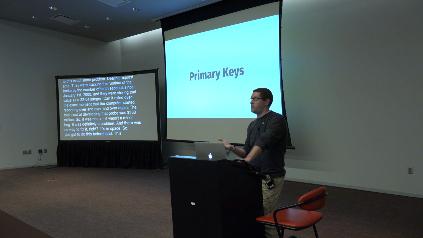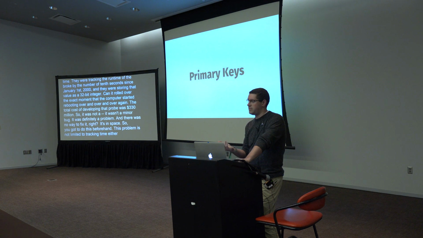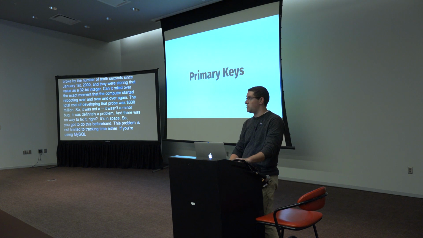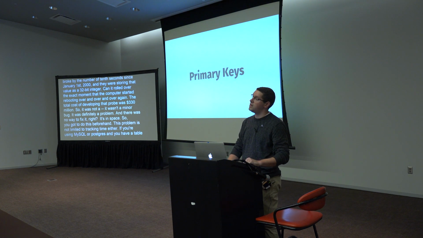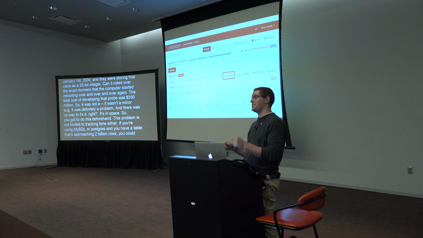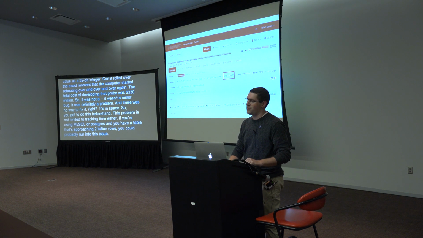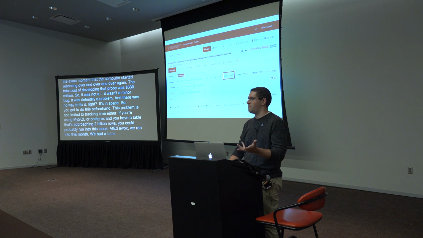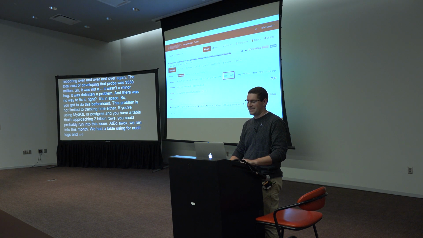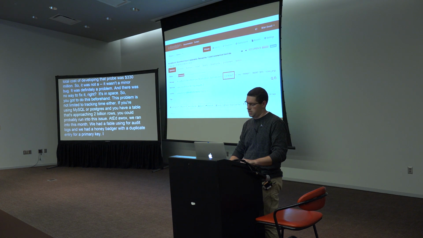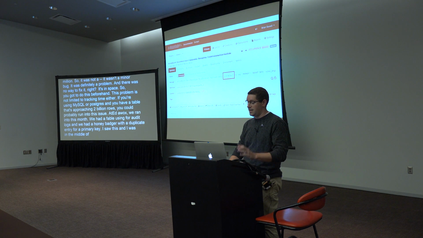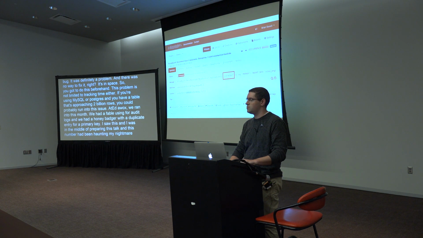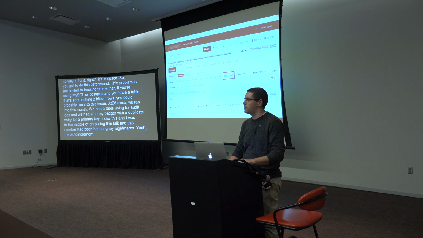This problem is not limited to tracking time either. If you're using MySQL or Postgres and you have a table that's approaching 2 billion rows, you probably could run into this issue. At AdWorks, we actually ran into it this month. We had a table that we were using for like audit logs, and we kept getting this Honeybadger alert saying that we were having like a duplicate entry for a primary key. And I saw this and I freaked out because I was in the middle of preparing this talk and this number had been haunting my nightmares. So yeah, the auto increment function in MySQL just kept trying to use that max value over and over again. So we kept getting this error.